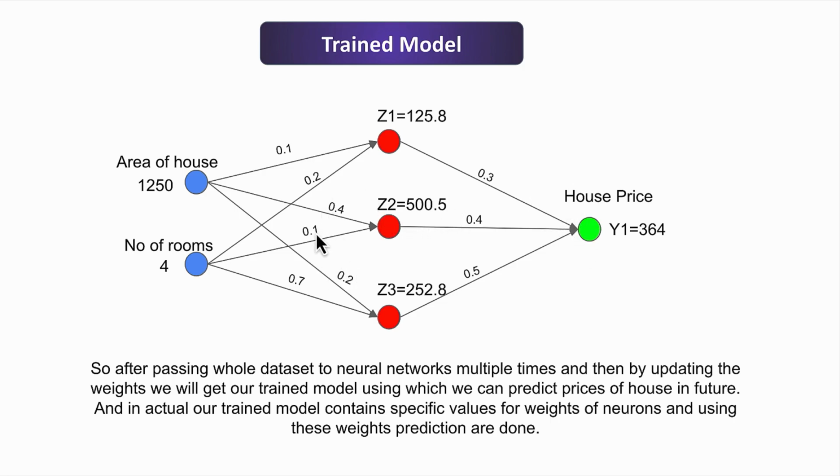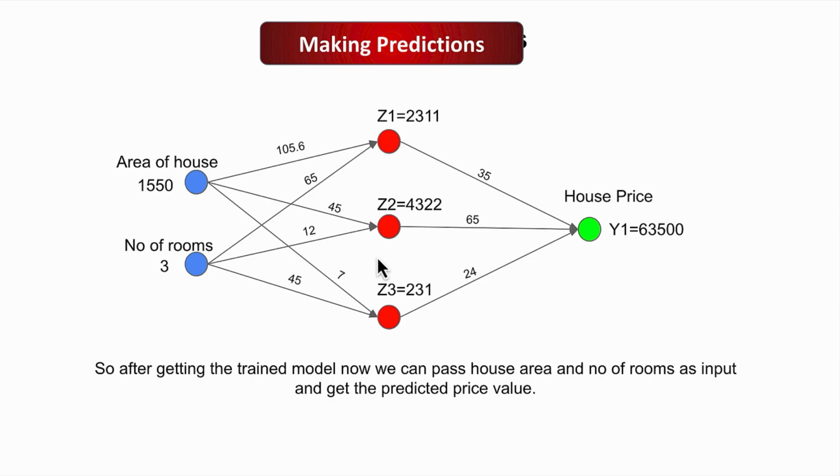So now after training our model, we can say our neural network will look like this. Here we will get the values for these weights, using which we are going to make the prediction. Now after training the model, the next step is testing that model. For testing the model, we are going to pass inputs at the input layer. But this time we have not passed these inputs during training. Like somebody told me that his house area is 1550 and the number of rooms is 3. And now he wants to get the predicted estimate for his house price.